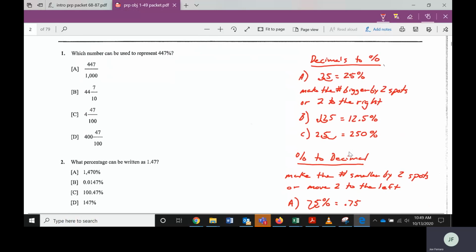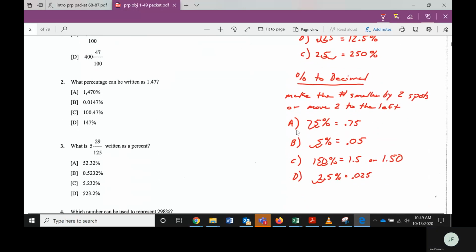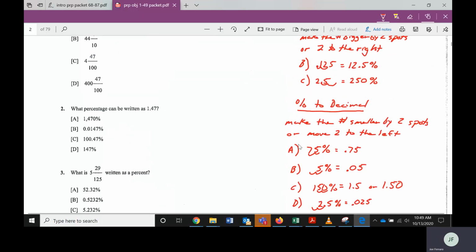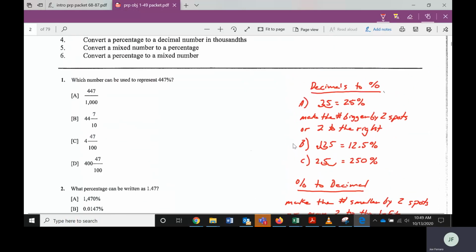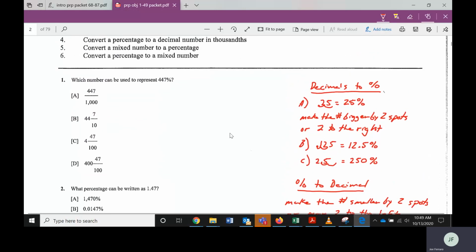So this is your main notes. A lot of that should be kind of a review. Maybe you don't remember it all, but now we're going to look at specific problems. And again, we're not doing all these. I'll pick out a few different types. So maybe we'll do 1 or 2 that look like this, 1 or 2 that look like that, and so on. So number 1 says which number can be used to represent 447%. So this wasn't a part of our main notes.